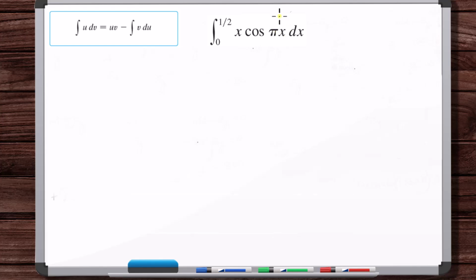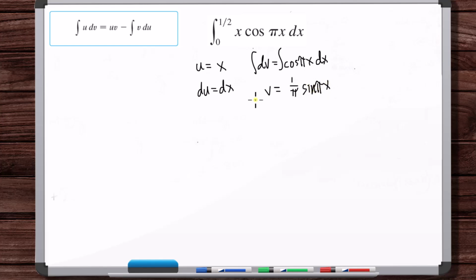That's it. All right, so cosine is easy to both integrate and differentiate, and we'd rather differentiate x, but it wouldn't be bad to integrate it either. So we'll say u is equal to x, so du is equal to dx. dv is equal to cosine of pi x dx, so v is equal to 1 over pi sine pi x.